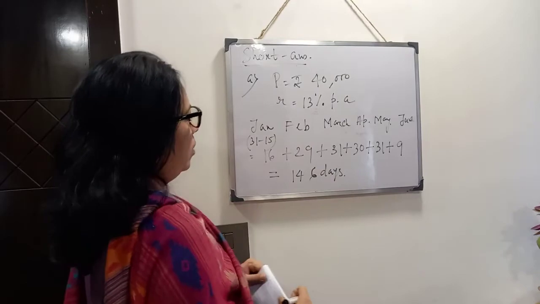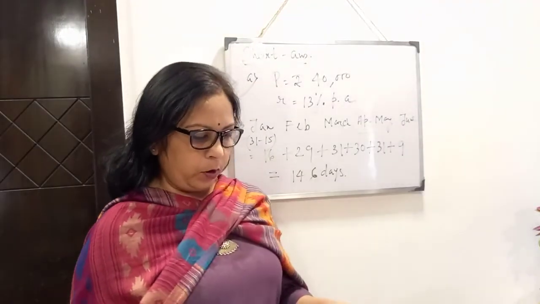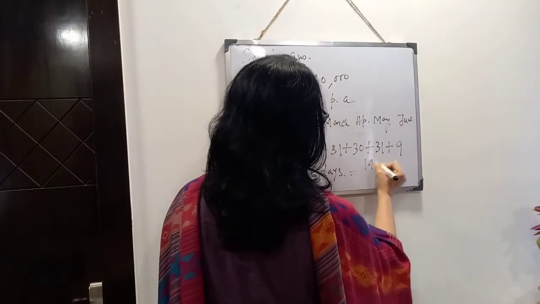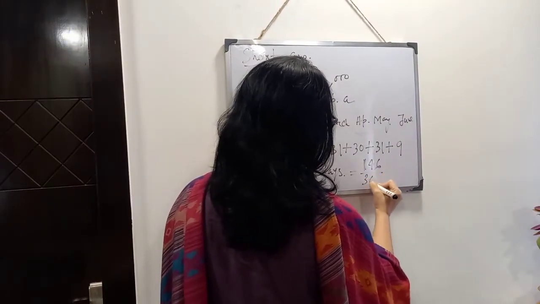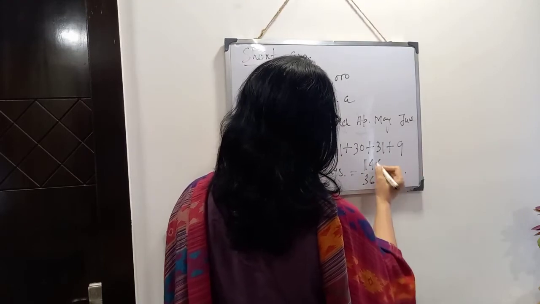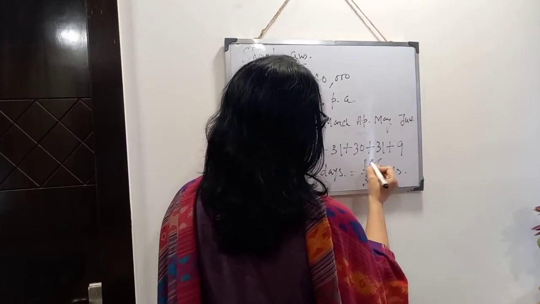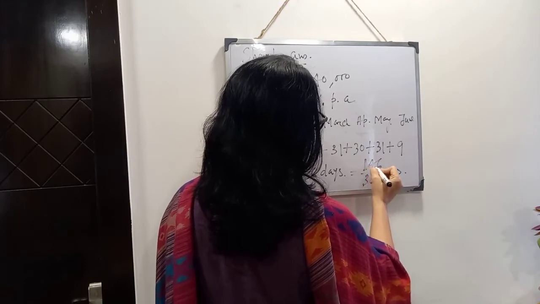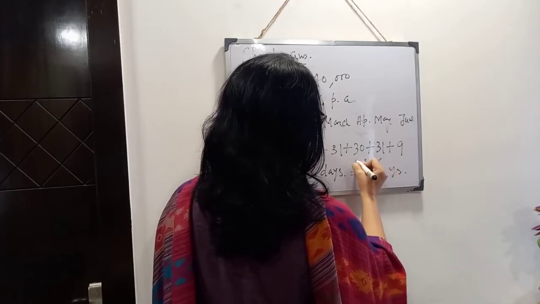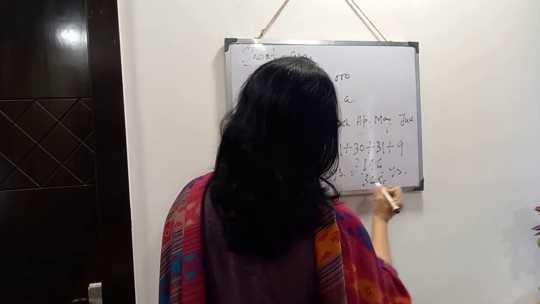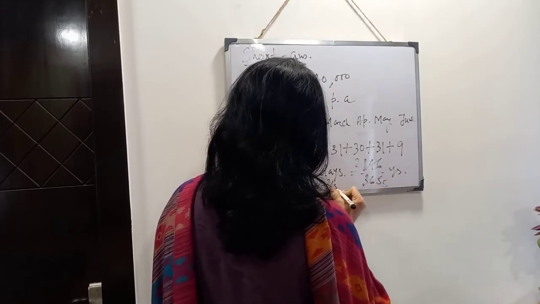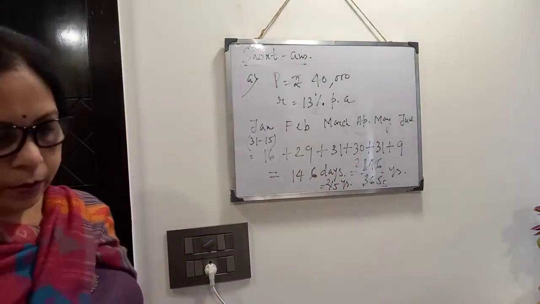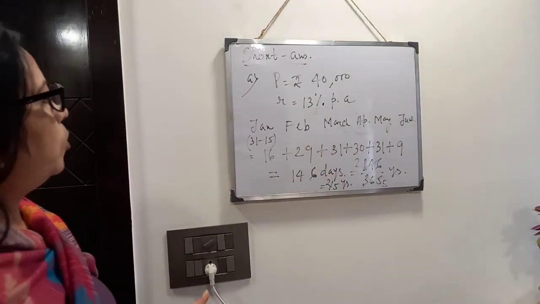Clear? Now 146 days we will convert to years. So 146 by 365 year. So by 73 it will be cancelled out only. By 73, 2 and here 5. So T is coming 2 by 5 here. And rate is this, principal is this. Then we will calculate our interest.